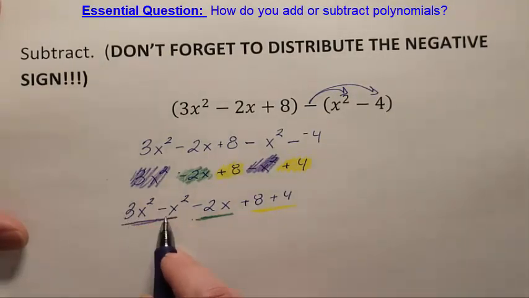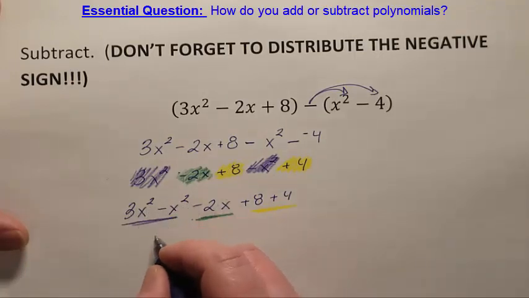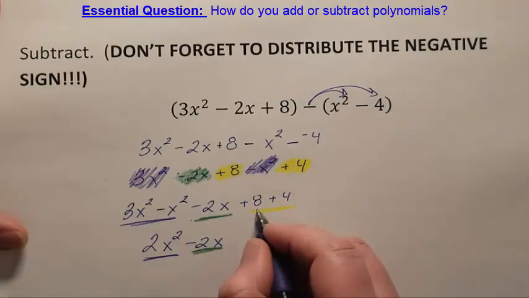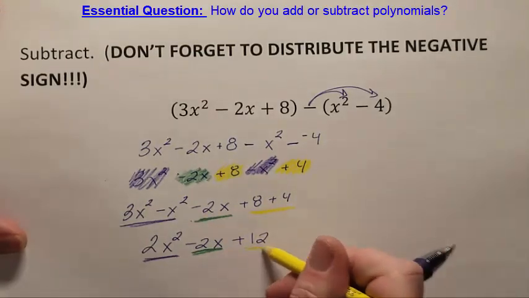So simplifying my purples, my x squareds. If I had 3x squareds and I had to subtract one of those x squareds, I'm left with 2x squareds. That's me simplifying my purple x squareds. My negative 2x is already simplified all the way down, so he's done. My constants, I had a positive 8, and I'm supposed to add 4. So I actually have a constant of a positive 12.